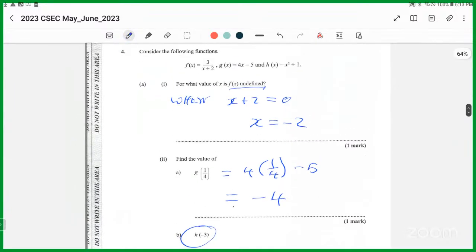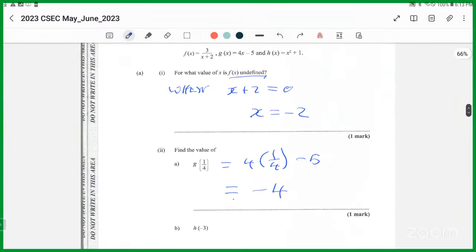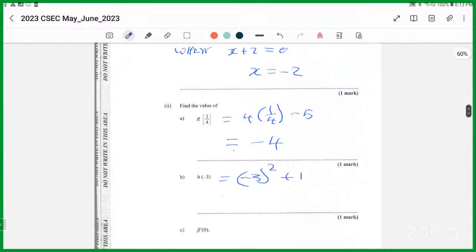Take the negative 3 and plug it in the h over here. Remember, when you square a negative value, it becomes positive. If you square a positive value, it becomes positive. Any real number you square becomes positive. So when I plug the negative 3 in there, it becomes negative 3 squared plus 1. The negative 3 squared becomes 9, plus 1. 9 and 1 is 10. Answer is 10.